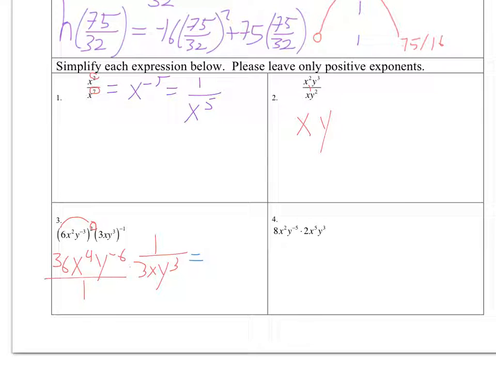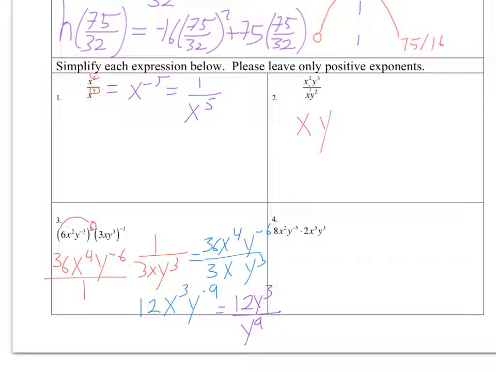So I could really treat this as 36 x to the 4th y to the negative 6 over 3 x y to the 3. 36 divided by 3 is 12. x to the 4 divided by x to the 1 is x to the 3. y to the negative 6 divided by y to the 3 is going to be y to the negative 9. And finally, let's get rid of that negative exponent. We end up with this as 12x to the 3 over y to the 9.